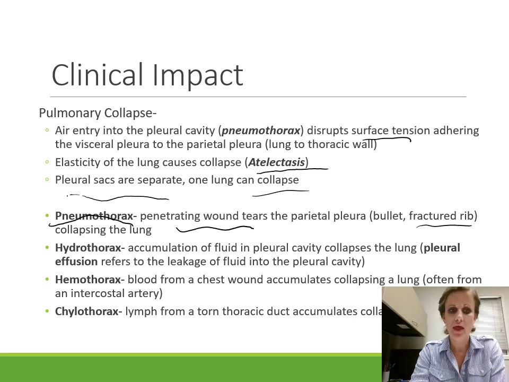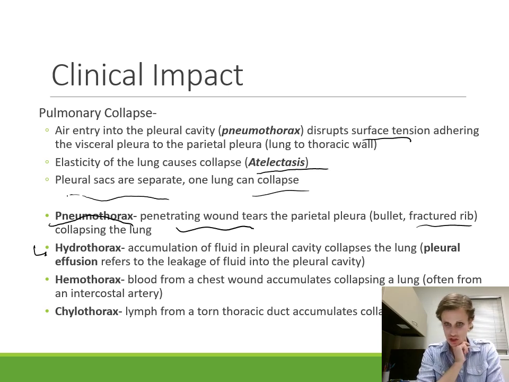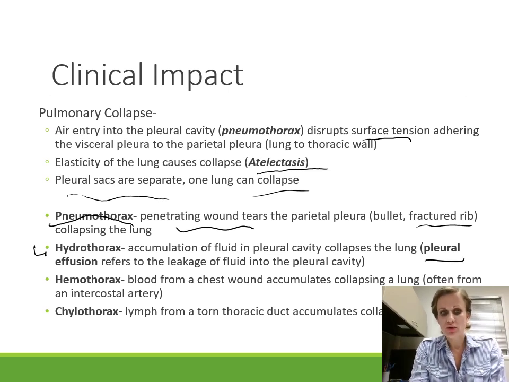the lung. A hydrothorax occurs when it's fluid accumulation. So fluid can leak through the visceral pleura into the pleural cavity, and fluid accumulation in the pleural cavity can collapse the lung, and that's again a hydrothorax. When the fluid leaks into the pleural cavity, we call this pleural effusion.